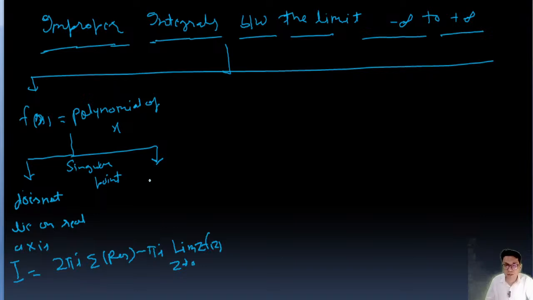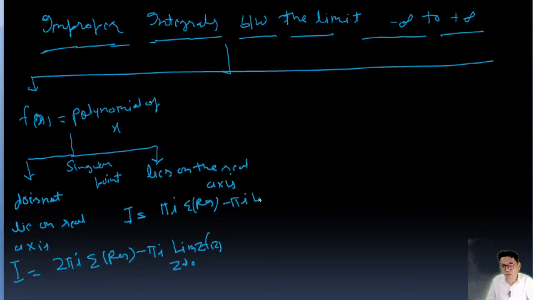Now second is if the singular point lies on the real axis. So in that case I is going to be pi I for the real axis, and in the imaginary axis this is 2 pi I sigma residue, the sum of residues, right? Minus pi I times the limit z tends to 0 of z f(z). Okay, this case is for polynomial.